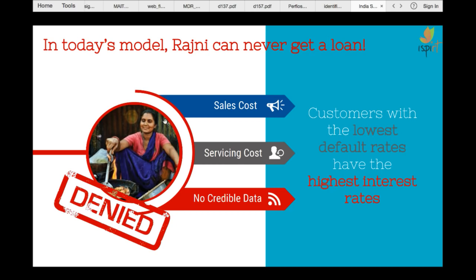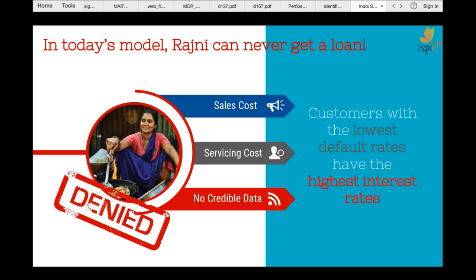So Rajni is a daily wage laborer. She gets up in the morning, she buys vegetables, she comes back, processes them, creates food, which she then sells. However, she's unable to get a loan in today's systems. The reason is threefold. One is the cost of selling a loan is very high. The ability to have somebody come to her, get her documentation, process it, and be able to approve the loan, that's the cost of sales, is very high. The cost of servicing the loan, the ability for them to accept payments, to monitor what's happening, is again high for a customer like Rajni.